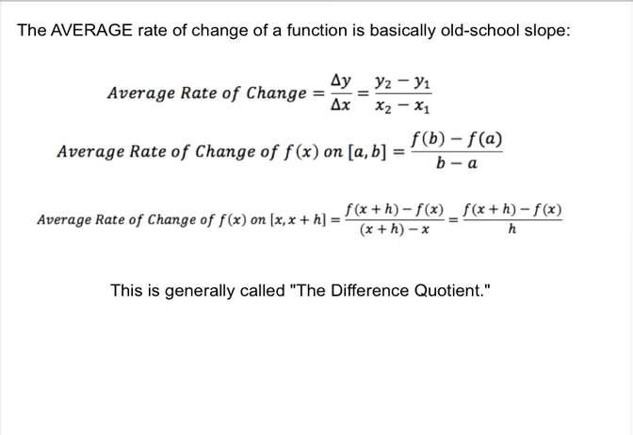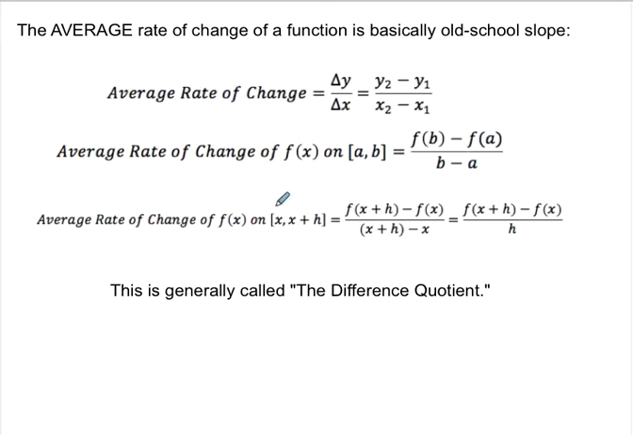All right, so the average rate of change of a function is basically old school slope, right? Change in y over change in x, or y2 minus y1 over x2 minus x1. If you have a function on the window from a to b, it would be f of b, which would be the second y value, minus f of a, which would be the first y value, and then b minus a, which would be x2 minus x1. So the same thing that we have up here, right?